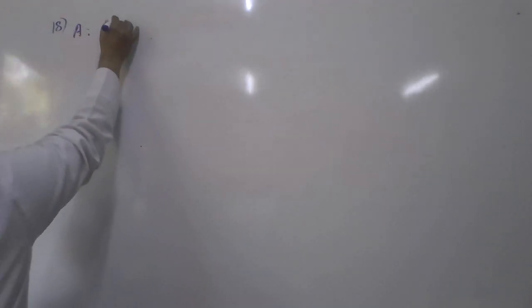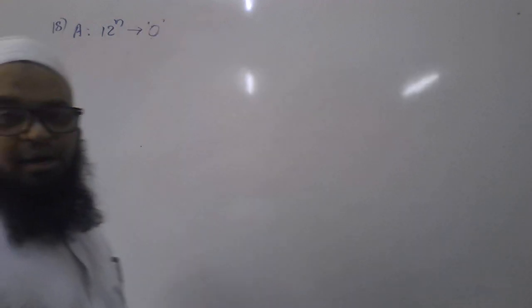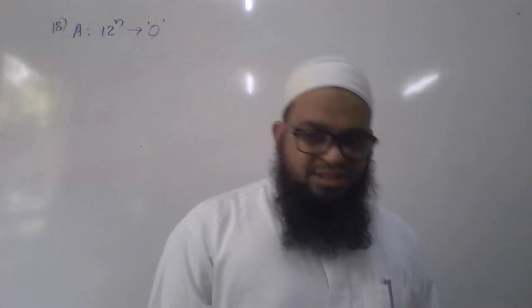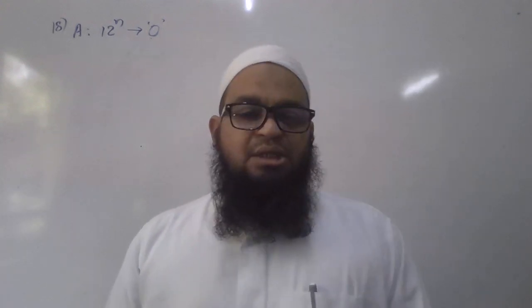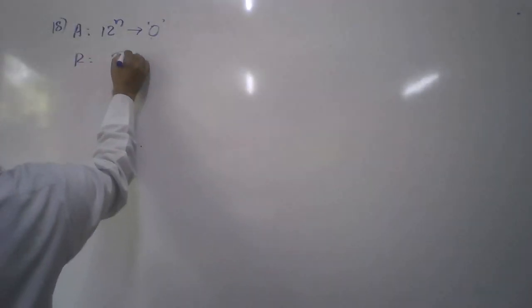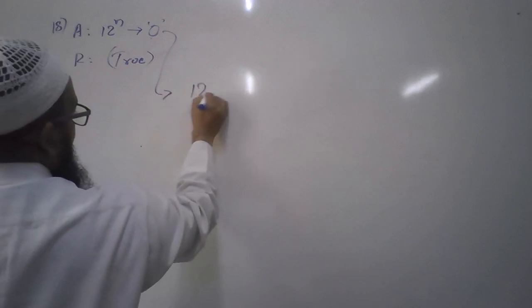The assertion says that 12 to the power of n ends with 0, where n is a natural number. We have done this, right? And the reason: any number ends with digit 0 if its prime factorization is in the form of 2 to the power of m into 5 to the power of n, where m and n are natural numbers. So obviously the reason is true. But let us find out the prime factorization of 12.